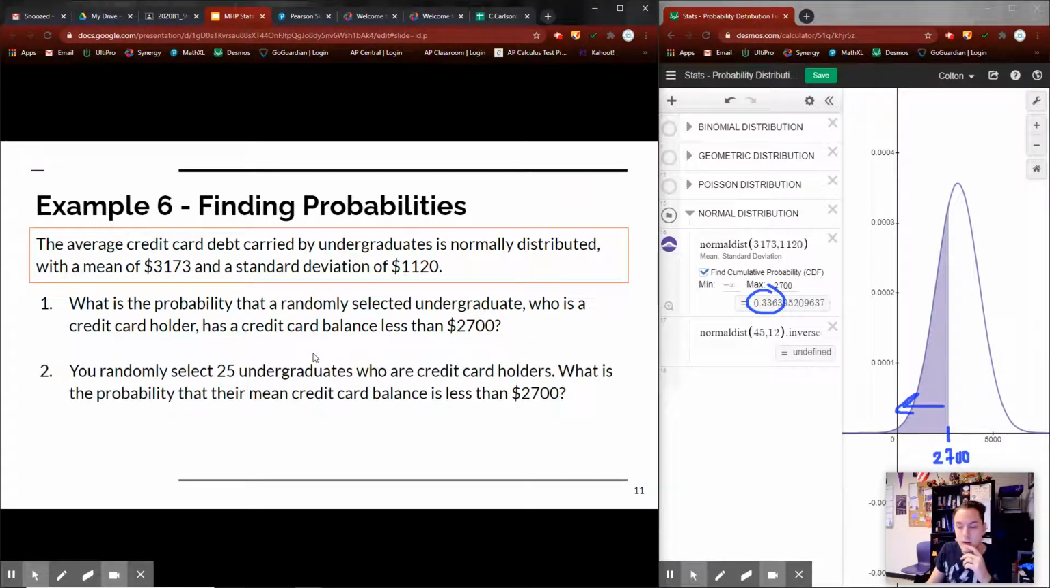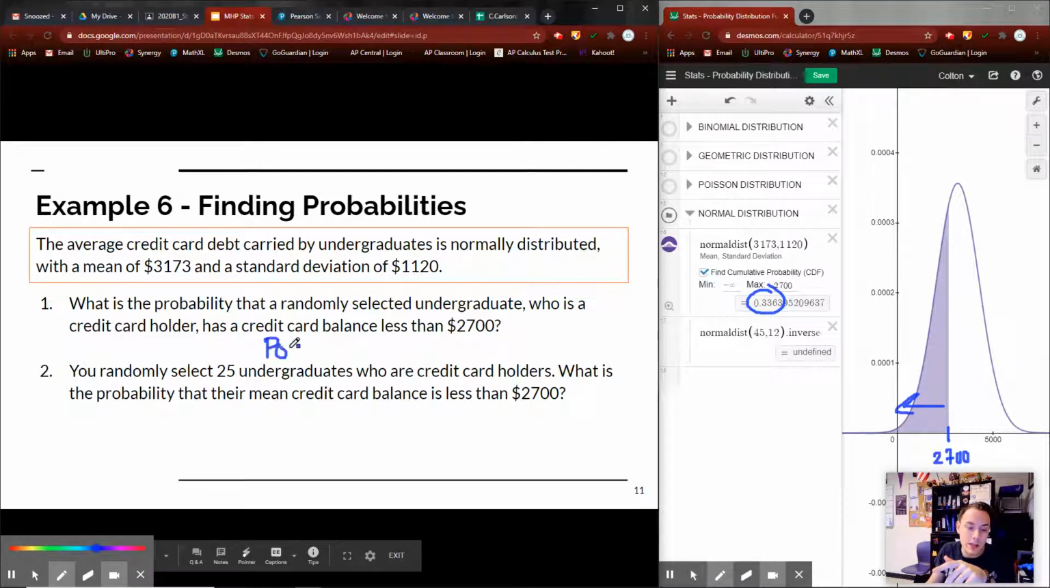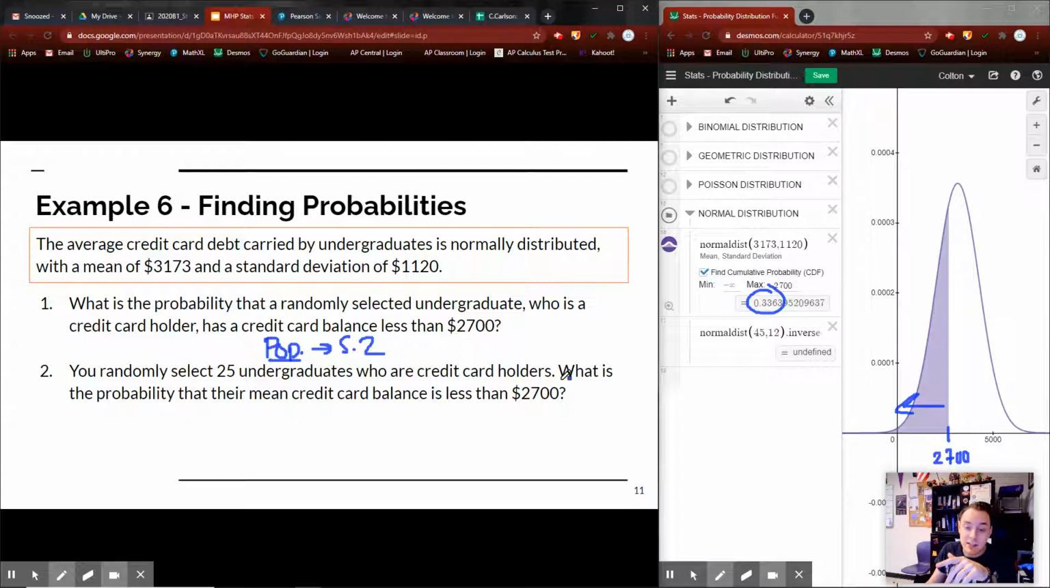So what if we continue this and now we say you randomly select 25 undergraduates who are credit card holders? What is the probability that their mean credit card balance is less than that? So now you're thinking samples. This one right here was the population, just 5.2. This right here is the samples, and that is today's lesson, 5.4b, because they introduced the mean.